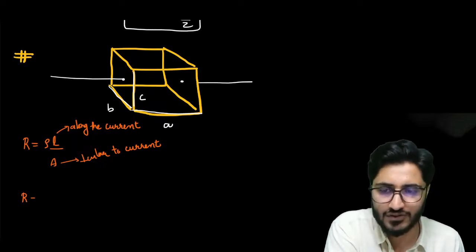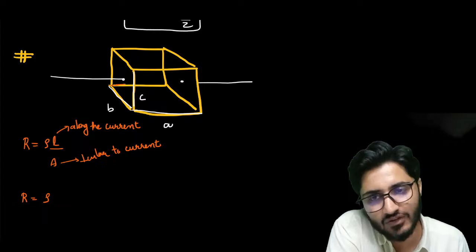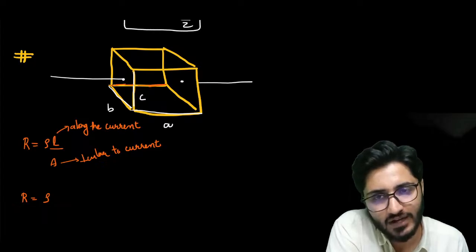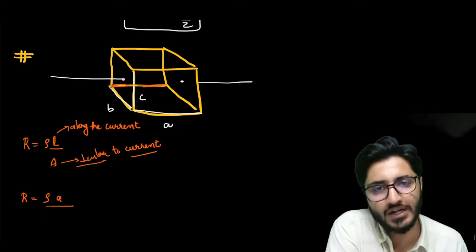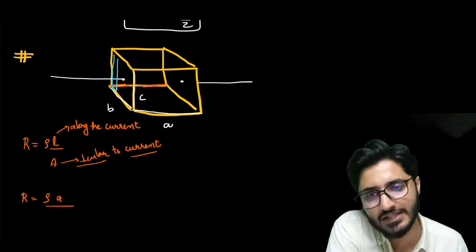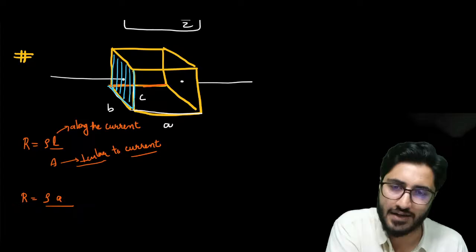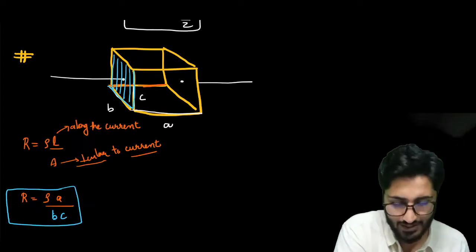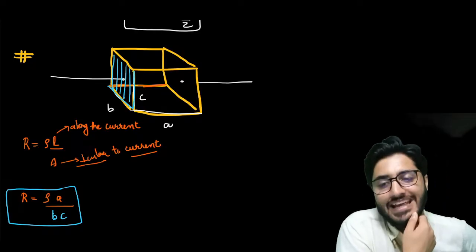Okay, now write for this one. Sir, R is equals to rho. What is L? It is along the current. What is the length of this particular side? Sir, the length is A. Area should be perpendicular to current. What is the area of this particular face? It is B into C. So we can find the resistance as resistivity times A divided by BC.